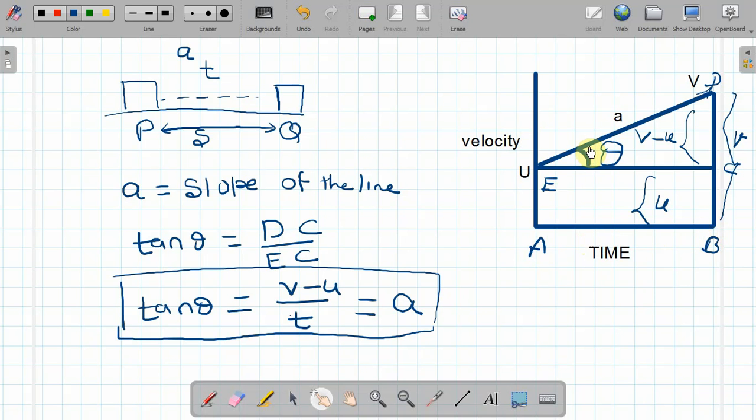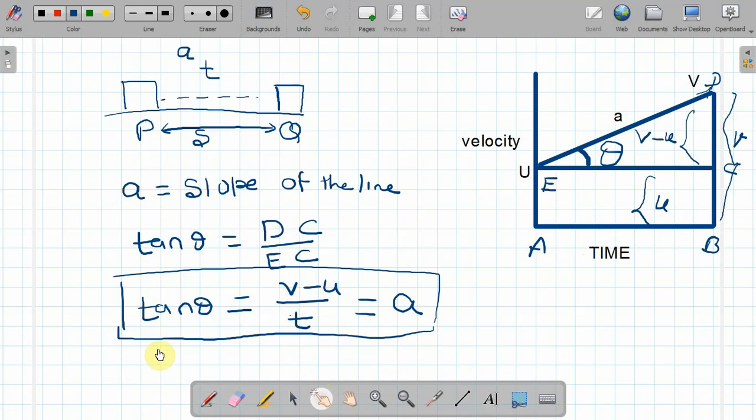So if you know the tan theta, then you can directly say, suppose tan theta is 60 degree. So tan 60 degree is root 3. So acceleration will be root 3 or 1.71. This is how the acceleration can be defined in terms of slope.